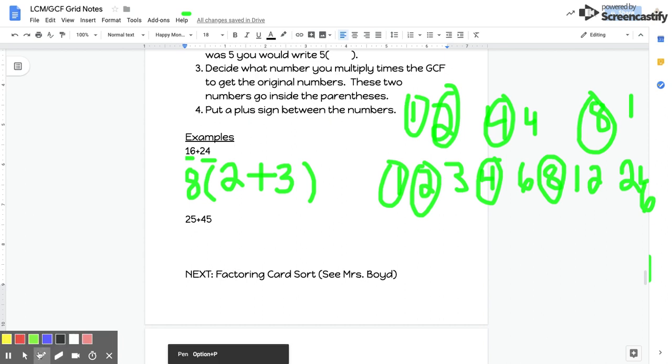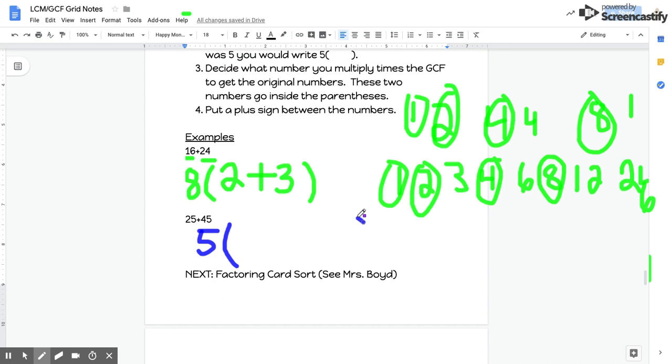Hopefully you had a chance to pause the video and go through the second problem. So I'm going to show you what the answer should be. You should find the greatest common factor of 25 and 45, which will be 5. So we write that down, put down our parentheses, and then I ask myself, 5 times what is 25? 5 times 5 is 25. 5 times what is 45? 5 times 9 is 45, and I put my plus sign in between. So this was our correct answer.